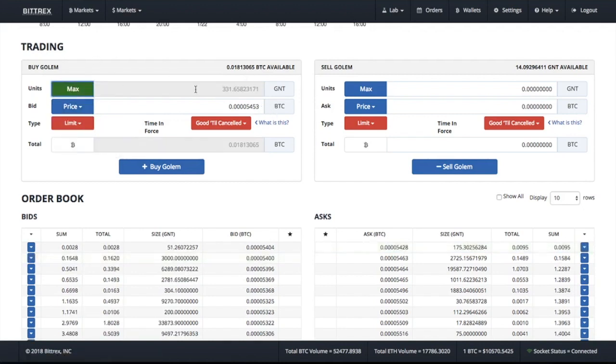I could hit max, which I could get 331 Golem for the amount of Bitcoin that I have in this account currently. If I don't want the max, but I just want a specific value, I can enter that here. Let's say 100. When I hit tab, it's going to change my value of Bitcoin down here. I'll show you again. Max, it takes my full Bitcoin value. But if I just want 100, I can do this, hit tab, and it'll show the value that it's going to cost me.